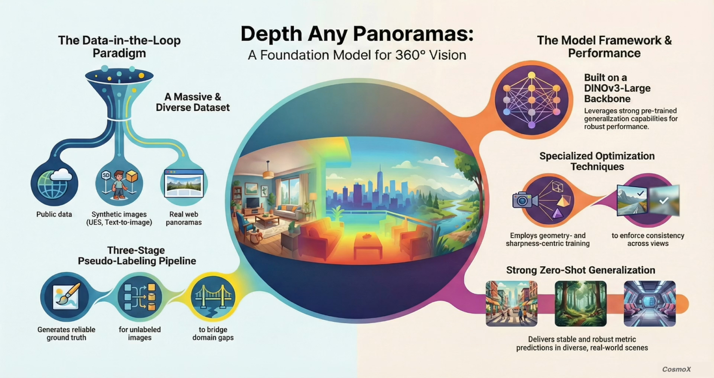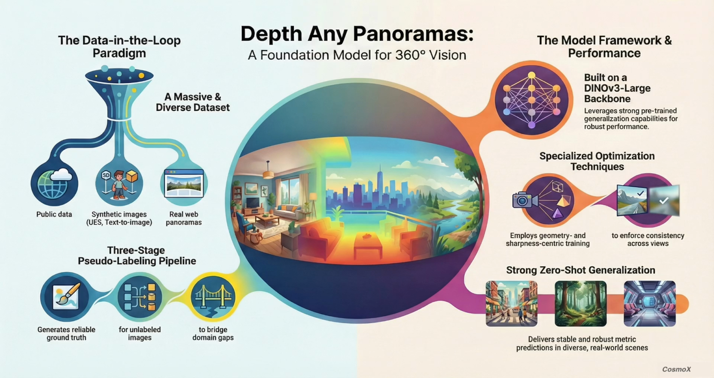Okay, let's start at the foundation. The sources say DAP is built on DINOv3-Large as its backbone. Why that specific vision transformer? Well, if you want a system that can handle literally any panorama, you need a starting point with incredible generalization. So it's already smart. It's already seen the world, you could say. DINOv3-Large is self-supervised, so it's already learned to categorize the visual world's complexity before it even learns a single thing about depth. That's what makes it so stable when it sees something totally new.